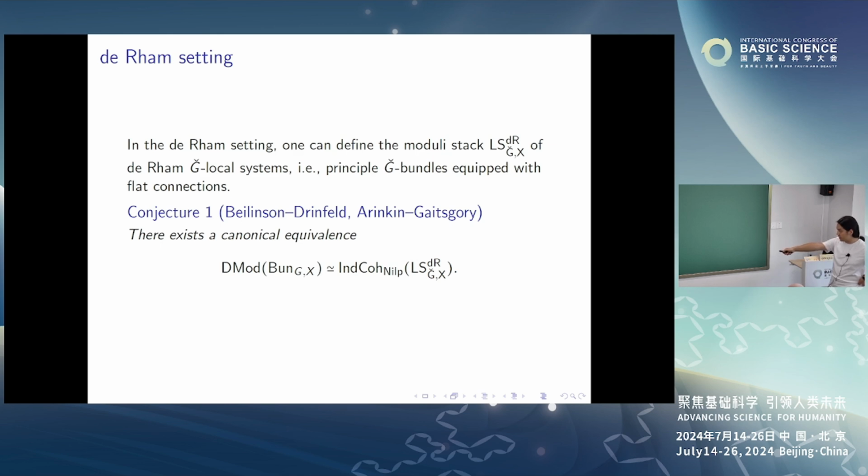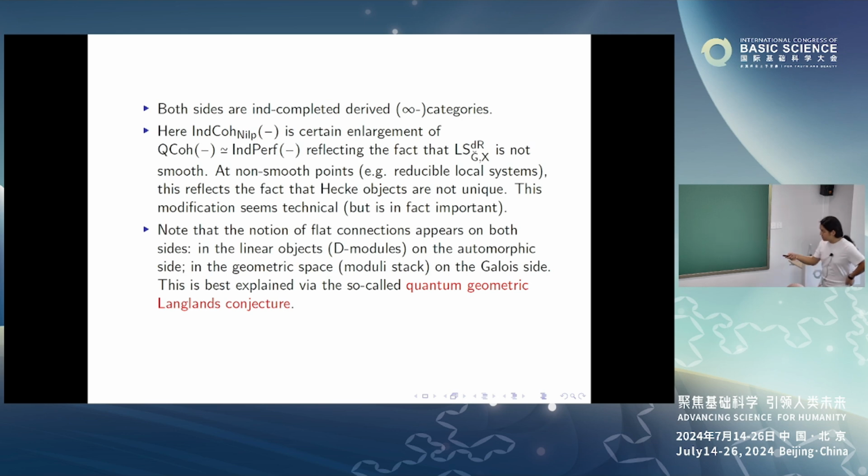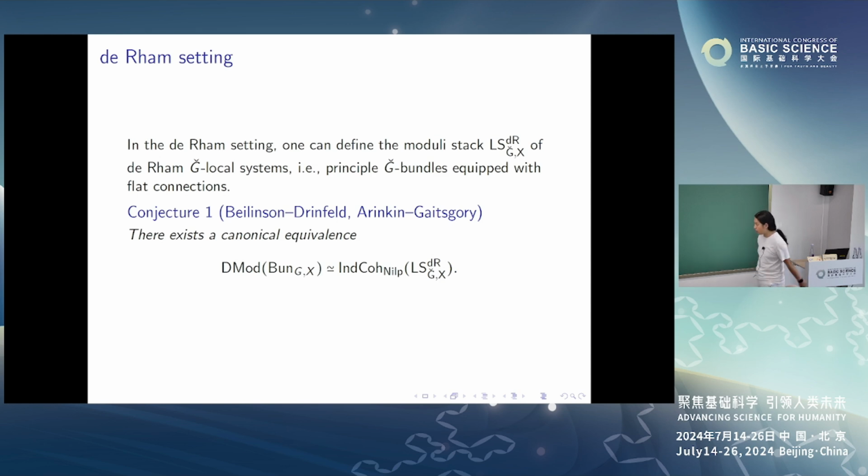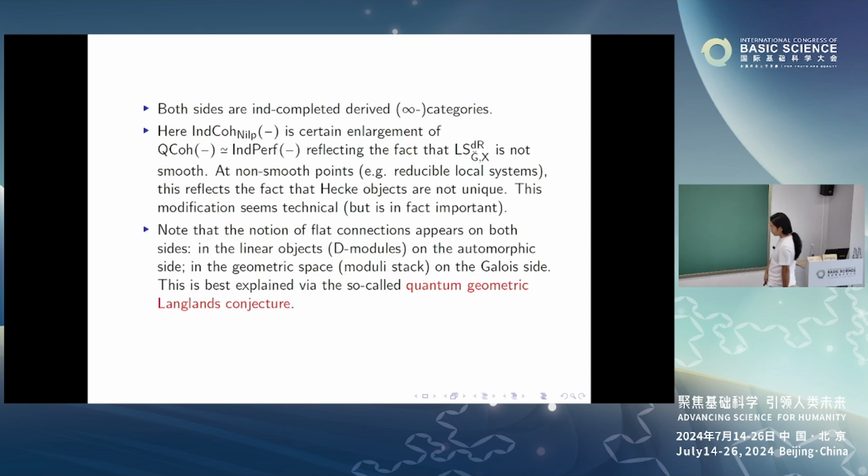So they enlarged the right-hand side a little bit, in the following sense. The category on the spectral side, which I denote by IndCoh nilpotent, is a certain enlargement of this QCoh. It reflects the fact that this moduli stack of local systems is not smooth. It has a smooth locus if G-check is semisimple, and the smooth locus is exactly the locus where the local system is irreducible. But at reducible local systems, this thing is highly singular. And for singular varieties or singular stacks, there's a difference between complexes with coherent cohomologies and perfect complexes. This difference is reflected in this notation. So this right-hand side is actually larger than QCoh, which is the ind-completion of the category of perfect complexes.